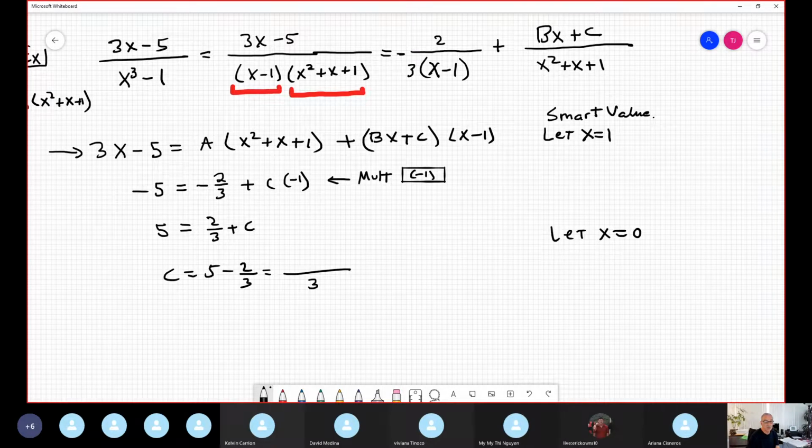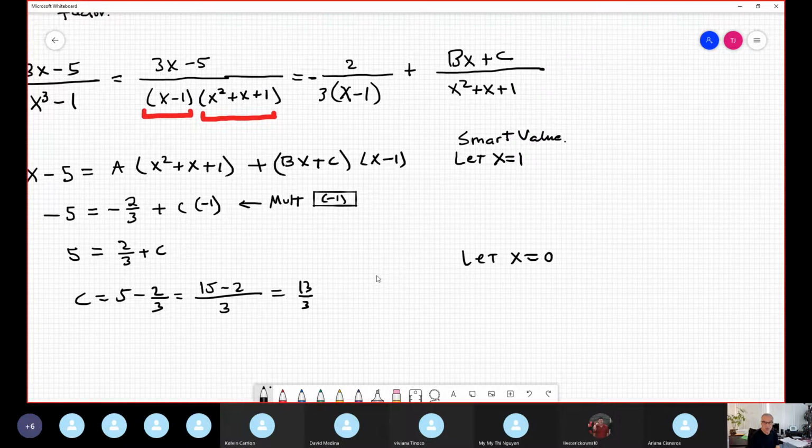3 times 15. 15 minus 2 is 13. 13 over 3. Okay, super. Entonces, C is 13 over 3. How do you replace here, professor? Well, I have no idea. Let me try to find B after, and let's see what happens. But at least I copy: C is equal to 13 over 3. Okay.